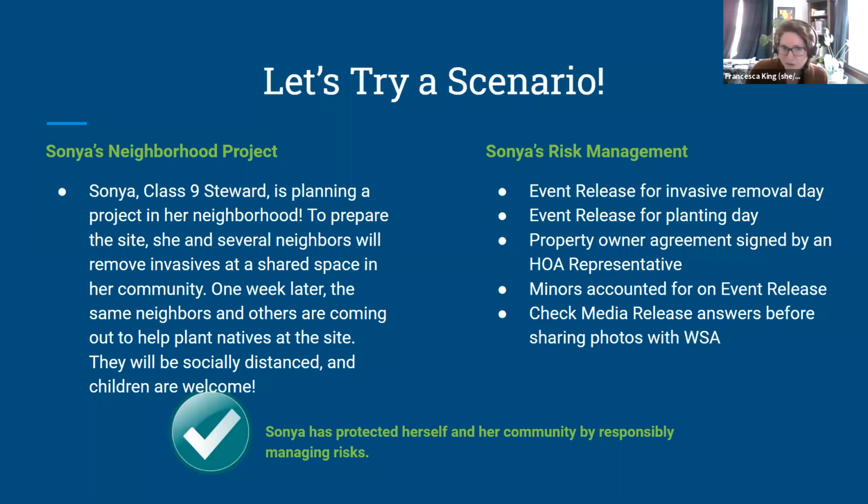You may have noticed this on the form, or you may have just looked right past it because we didn't have any minors involved in class last week. But there is a box that says, I am a parent or guardian signing for minors. And then there's a line for them to put the names of any minors involved. If minors are there, they need to be signed for on those event releases. Thank you so much for asking that, Melissa. And then again, Sonia needs to check the media release answers before sharing photos with us.